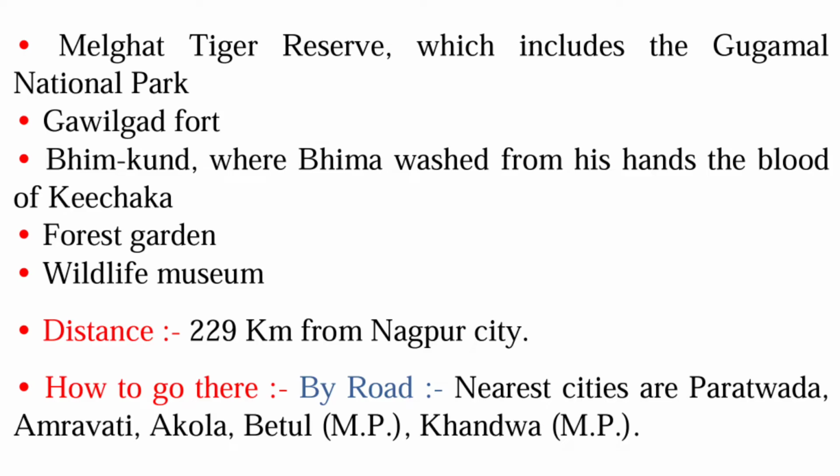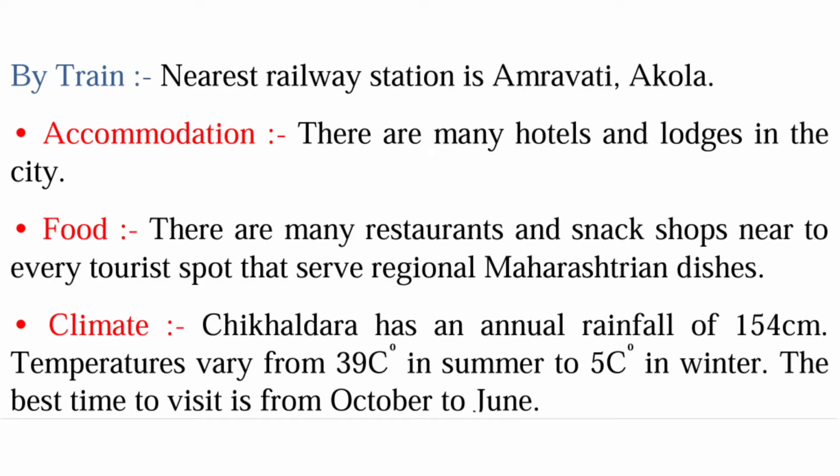Distance, 229 kilometers from Nagpur city. How to go there? By road. So nearest cities are Paratwada, Amravati, Akola, Betul, MP and Khandwa, MP. By train, nearest railway station is Amravati, Akola. Accommodation, there are many hotels and lodges in the city. Food, there are many restaurants and snack shops near every tourist spot that serve regional Maharashtrian dishes.